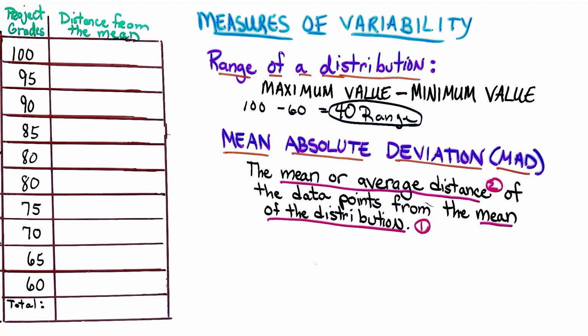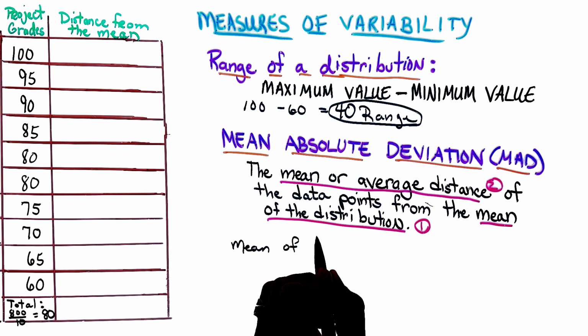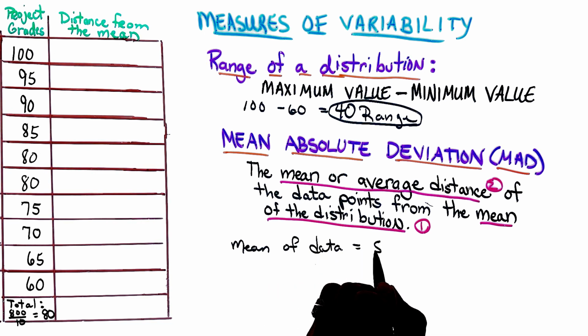Looking at what we have here, I have 100 down to 60. What we're going to do is take that mean, which we did not find yet, and the grades do add up to 800. And we're going to divide 800 by the number that we have, which is 10. And when we do that, the mean of the data is equal to 80.